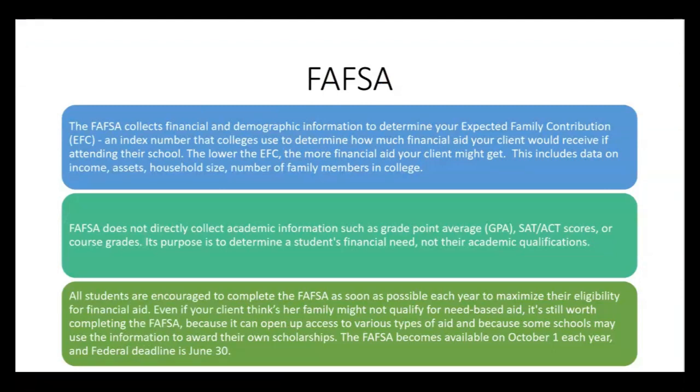So the process starts by FAFSA collecting financial and demographic information from your client to determine what's called the Expected Family Contribution, or EFC. The Expected Family Contribution is not a dollar amount, but rather an index number that colleges use to determine how much financial aid your client would qualify for if attending their school. The lower the EFC, the more financial aid your client might get.